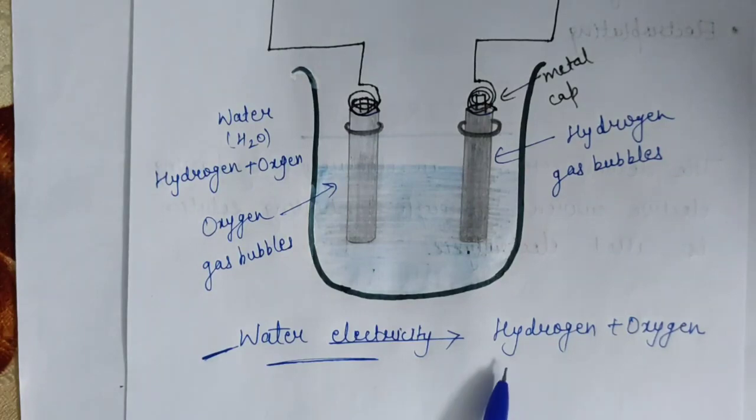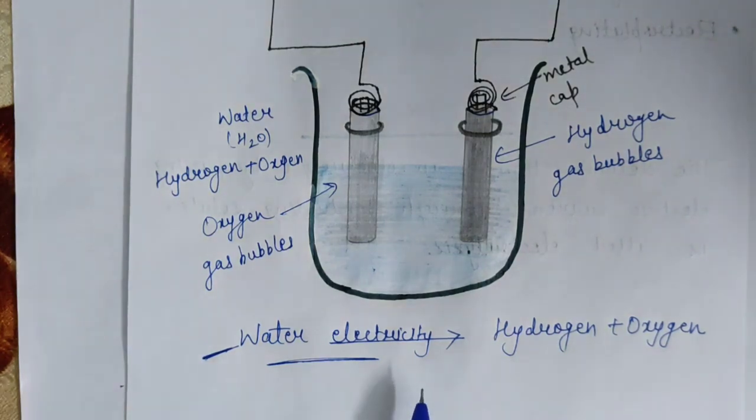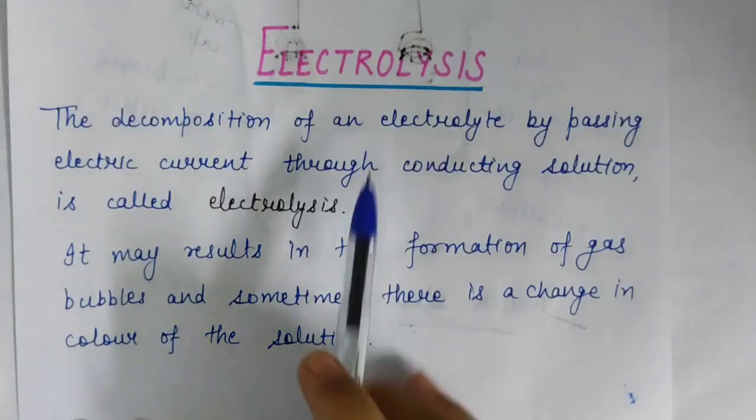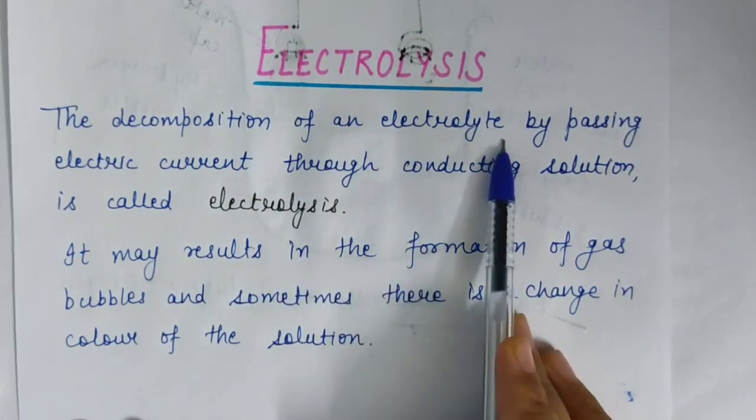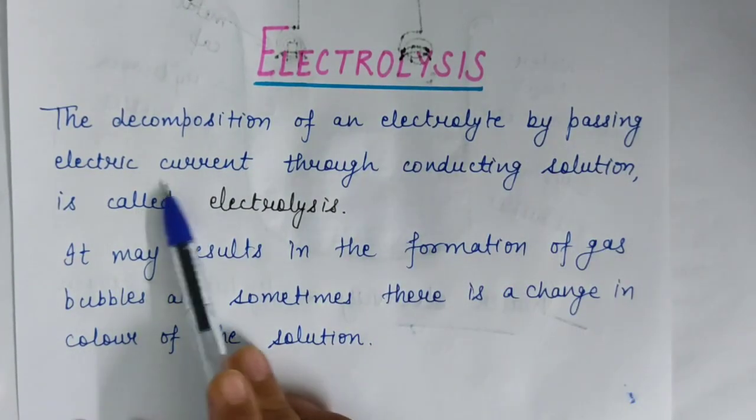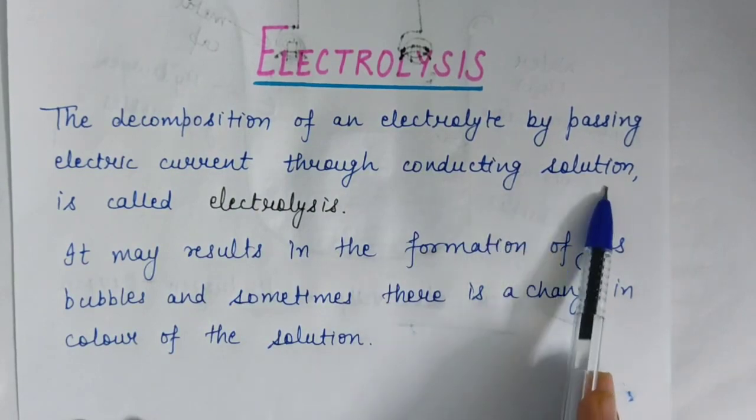In this, there is a decomposition of an electrolyte by passing electric current. There is a decomposition into hydrogen and oxygen on the electrodes on passing electric current. So students, what is electrolysis? The decomposition of an electrolyte by passing electric current through a conducting solution.